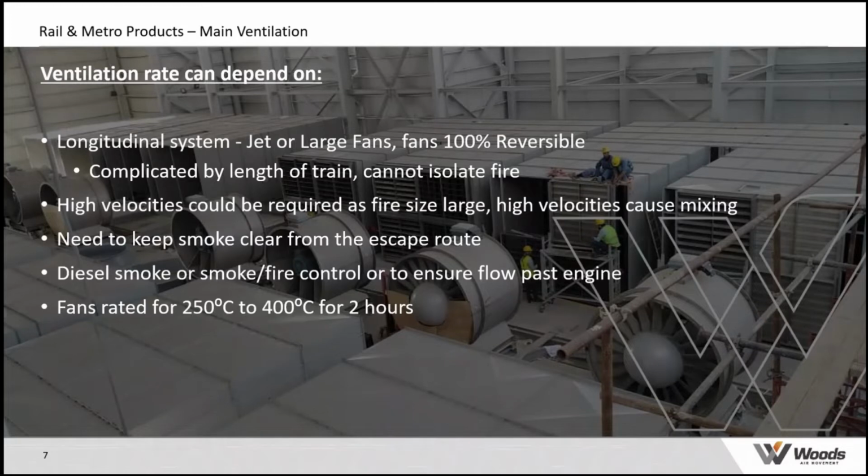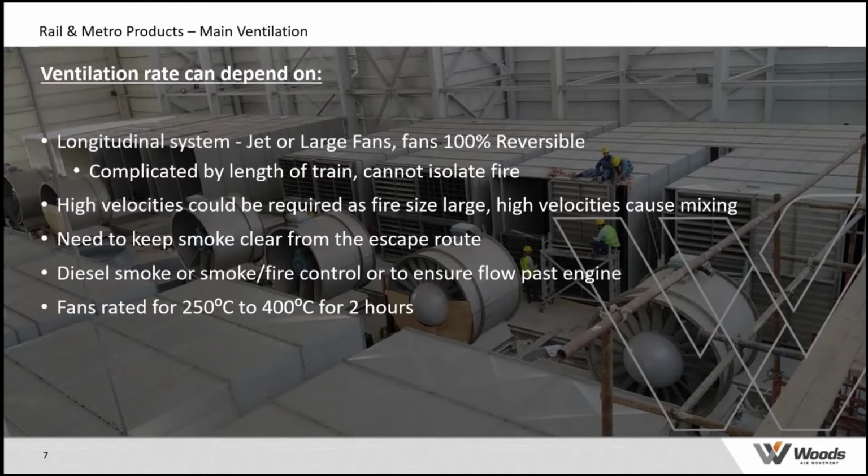In our case, we offer 100% reversible fans, but it can also be quite complicated by the fact that you've got a length of the train, and particularly in a fire situation, that fire could occur literally at any location along that train. So how does the ventilation system accommodate that? And I think the main thing here is, in an emergency situation, it's about trying to keep the escape routes clear of smoke. It's smoke that kills people, not fire. So it's critical that the smoke is kept away from people to allow safe escape from these underground spaces.